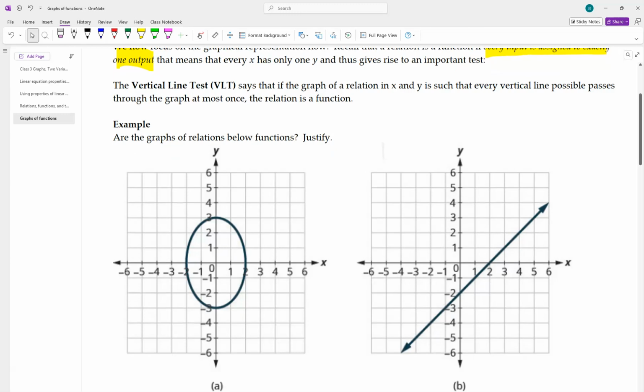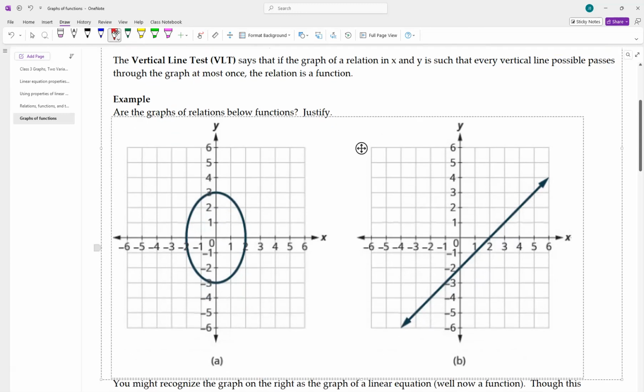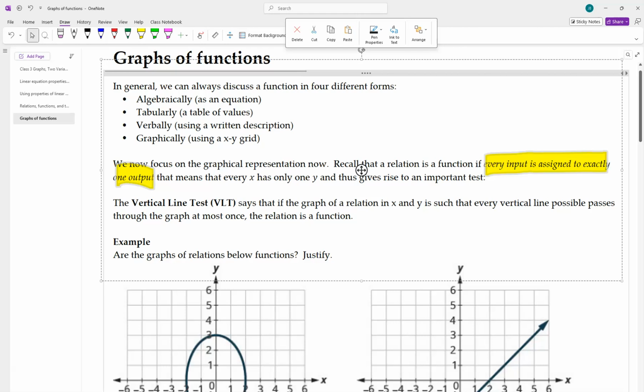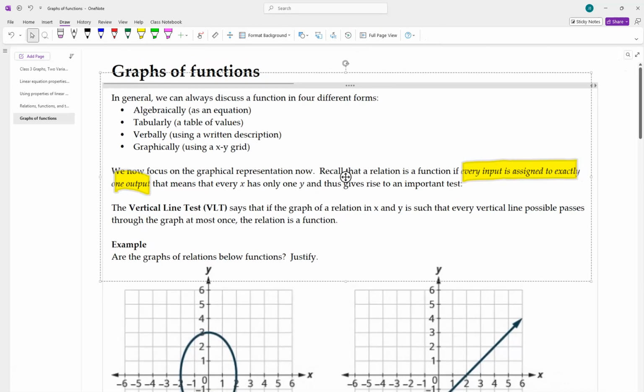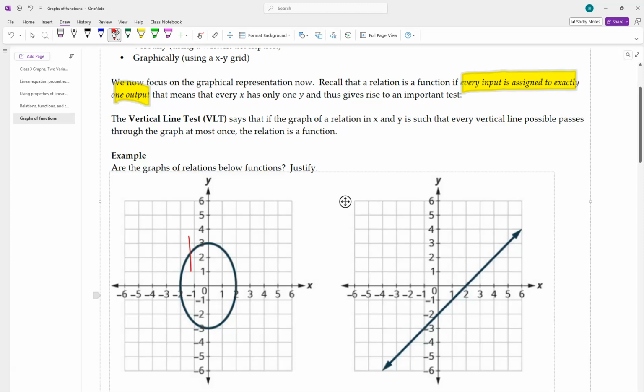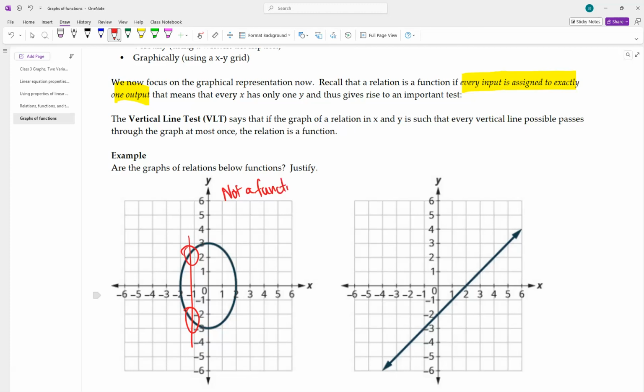The vertical line test just says that every vertical line passes through the graph at most once for a function. So if I try and look at these graphs and ask whether they are functions, I take a vertical line through them. Oops, it intersects at two places, so this is not a function. By comparison, if I take a vertical line through any place on the relation on the right, and its graph, it would pass. So this is, yes, a function, because it passes the vertical line test.